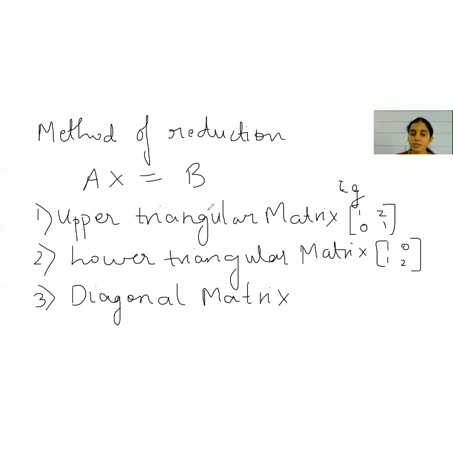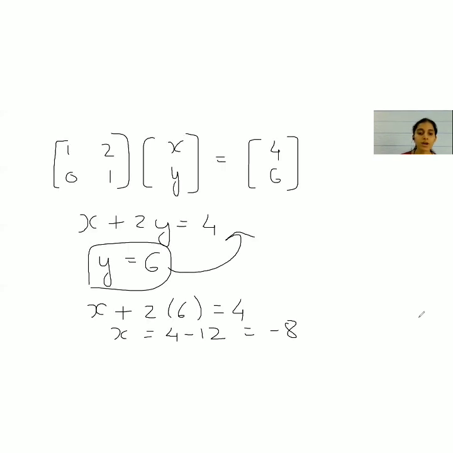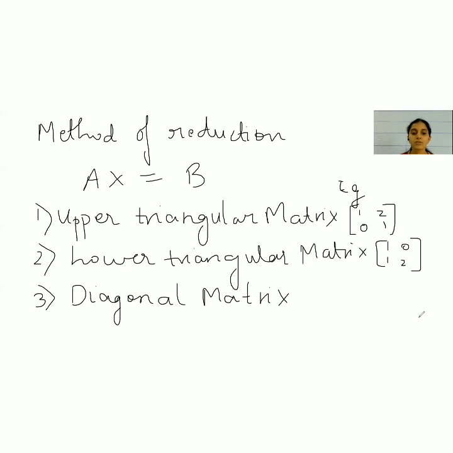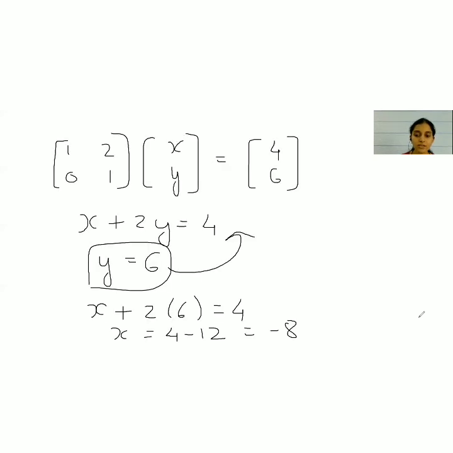Then there are two methods of solving: the method of inversion and the method of reduction. Inversion is to find A inverse and multiply it with B, which gives you the matrix of variables directly. By equality of matrices, you get X and Y. Second is the method of reduction. In the method of reduction, you reduce the matrices into one of these forms: upper triangular, lower triangular, or diagonal matrix. Any one of these we'll use, and we'll convert it and then find the answers for X and Y.